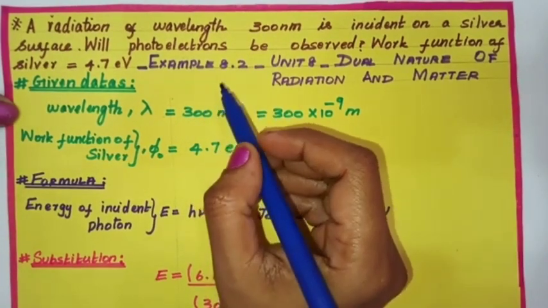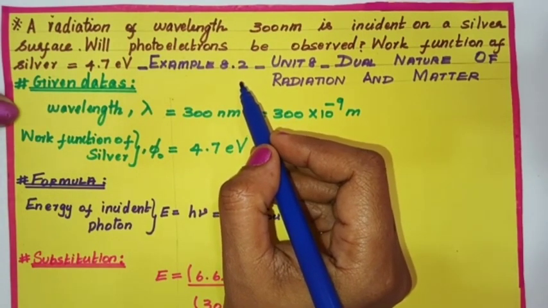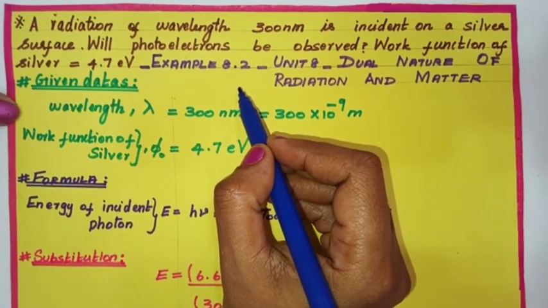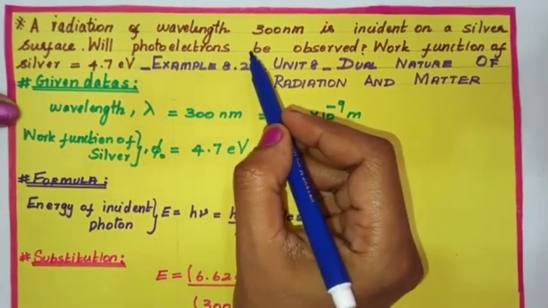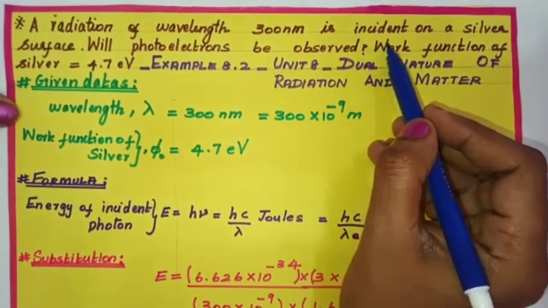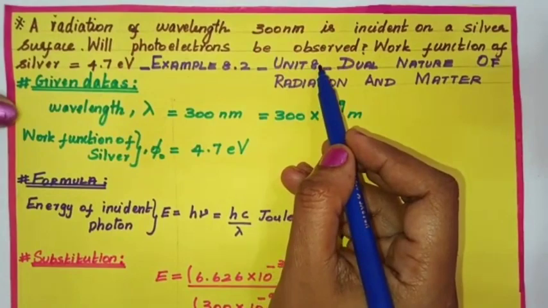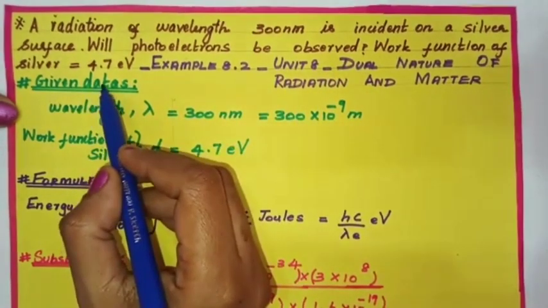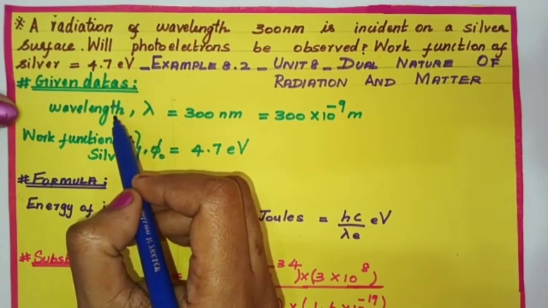In this session, we will discuss a compulsory problem in Unit 8, Dual Nature of Radiation and Matter, of Class 12 Physics. The problem is: a radiation of wavelength 300 nanometer is incident on a silver surface. Will photoelectrons be observed? The work function of silver is 4.7 electron volt. What are the data given?